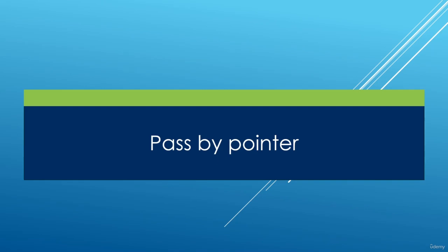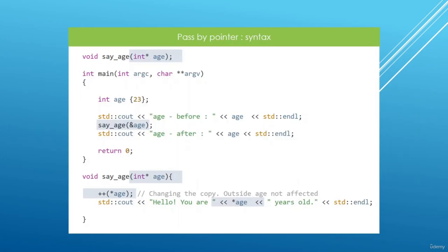In this lecture, we're going to see how we can pass parameters to functions by pointer. This is going to allow us to avoid the copies that we were experiencing when we were passing parameters by value, like we have seen in the last few lectures. Here is a simple example showing the syntax we can use to pass parameters by pointer.